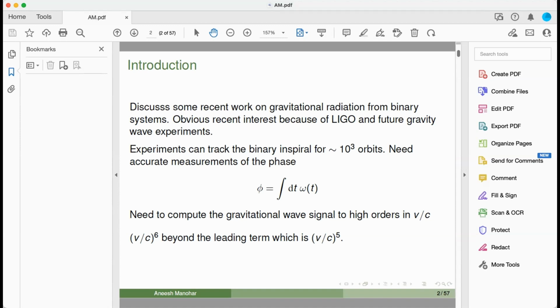So the basic binary orbit from your classical mechanics is some elliptical orbit, and the parameters are governed by the total energy of the system, which governs the semi-major axis, and the eccentricity, which is related to the angular momentum. And so the energy radiation and the angular momentum radiation tell you how the eccentricity and a change with time.